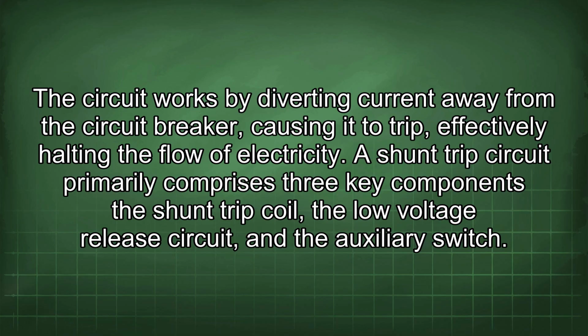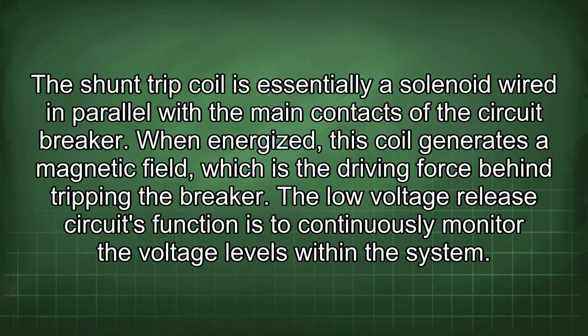The circuit works by diverting current away from the circuit breaker, causing it to trip, effectively halting the flow of electricity. A shunt trip circuit primarily comprises three key components: the shunt trip coil, the low voltage release circuit, and the auxiliary switch. The shunt trip coil is essentially a solenoid wired in parallel with the main contacts of the circuit breaker. When energized, this coil generates a magnetic field, which is the driving force behind tripping the breaker.